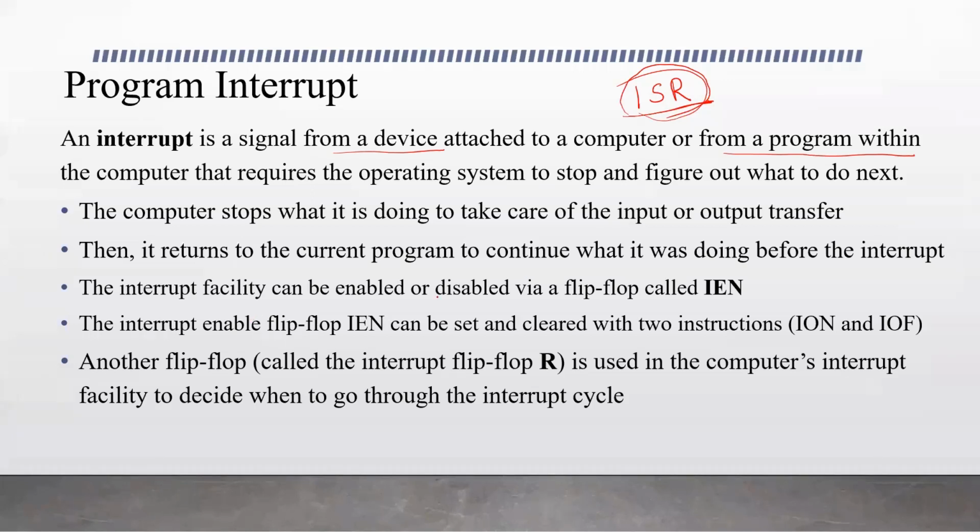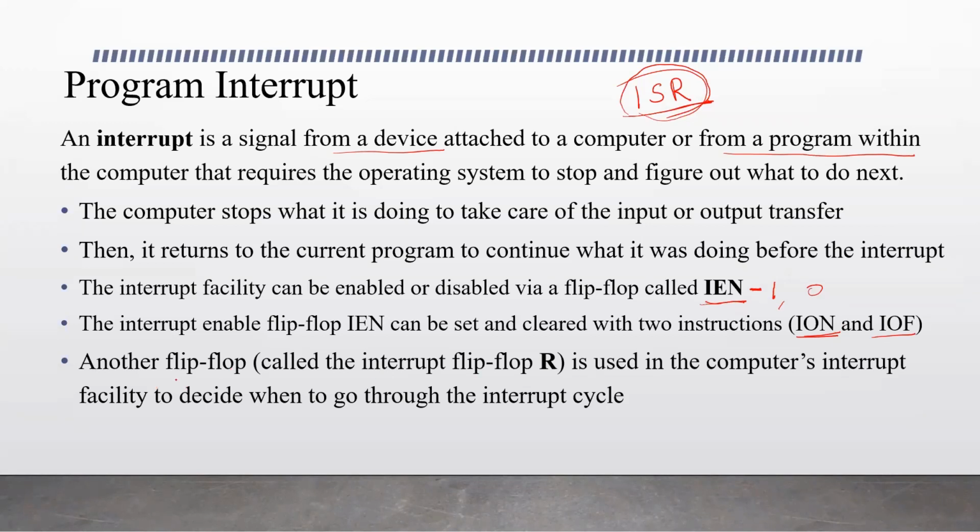The interrupt facility can be enabled and disabled via the flip-flop called IEN. How does the computer know whether there is an interrupt or not? By checking this: when IEN is 1, there is an interrupt; when IEN is 0, there is no interrupt. The instructions used to set this on and off, which we discussed, are ION and IOF. IOF disables IEN, setting it to 0, and ION sets it to 1.